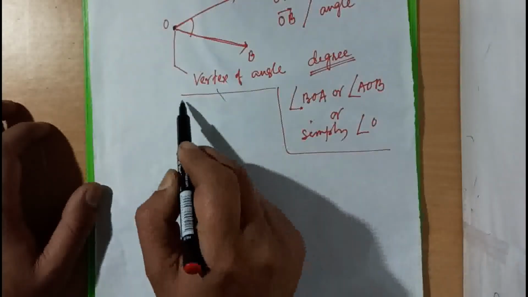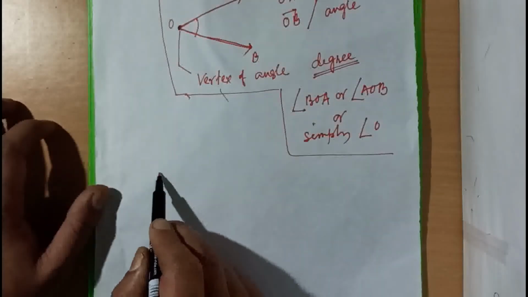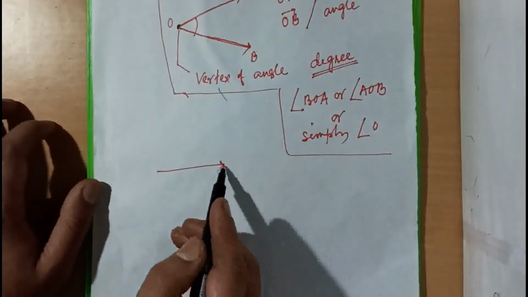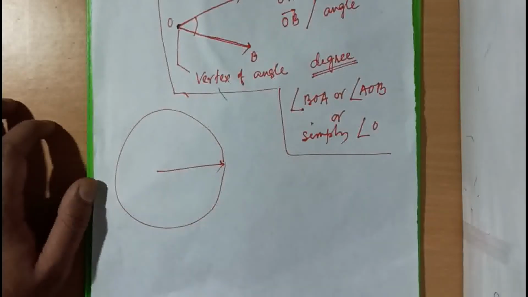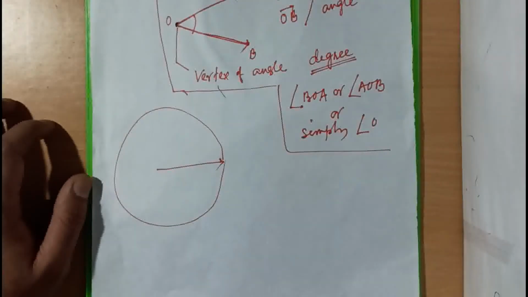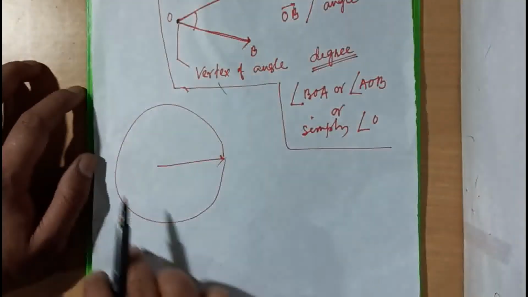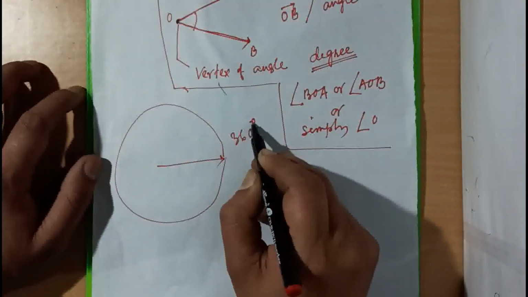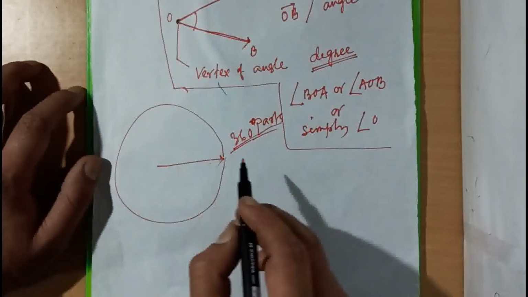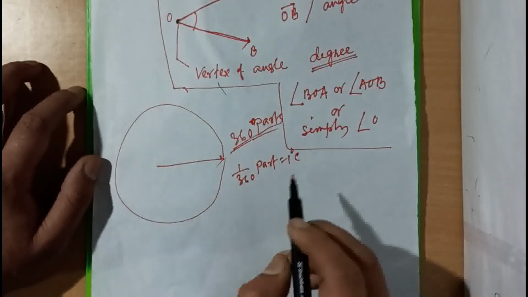Now we'll see another way of getting an angle. How can you get an angle in another way? Just take a ray and keep on rotating it. So when you rotate, it will complete a round. When it completes a round, it will form a circle. Now this round, if you divide into 360 equal parts and take only one part, then 1 out of 360 part is known as 1 degree.